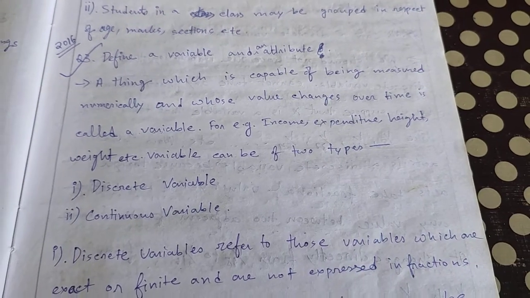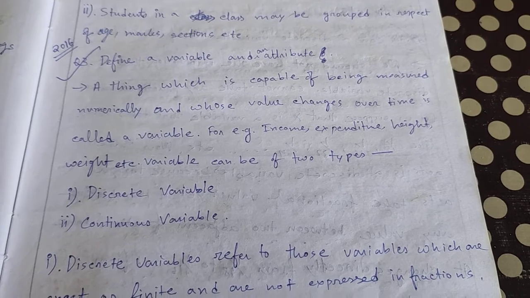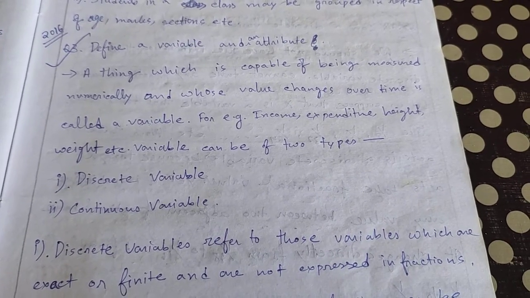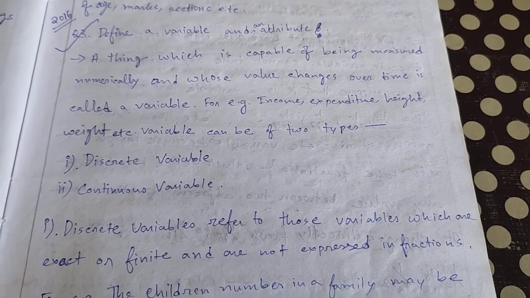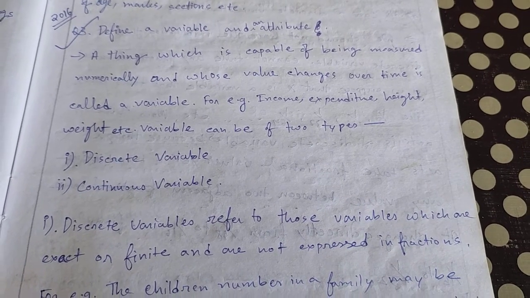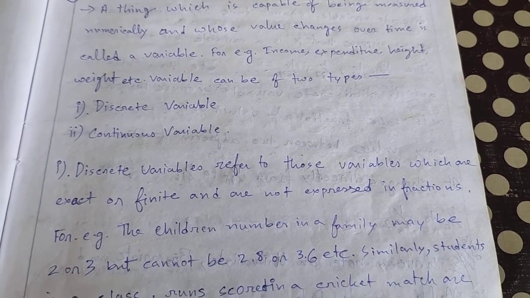Question number 3 দেখো, very very important, 2016 এর perspective এ এসেছিল, define a variable and an attribute. খুবই important question. A thing which is capable of being measured numerically and whose value changes over time is called a variable. For example কি, income, expenditure, height, weight, etc. Variable can be of two types কি, discrete variables and continuous variables.